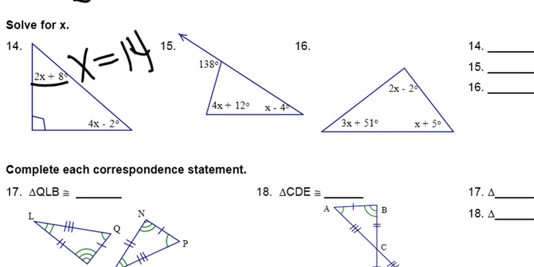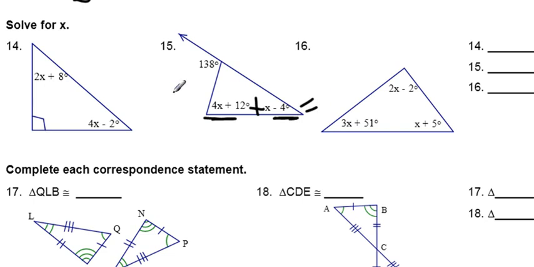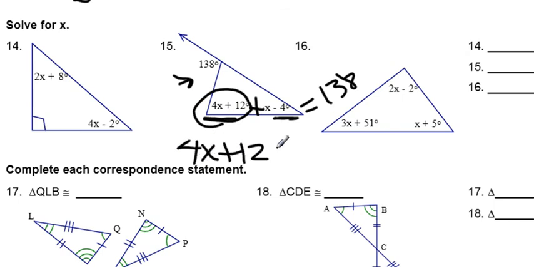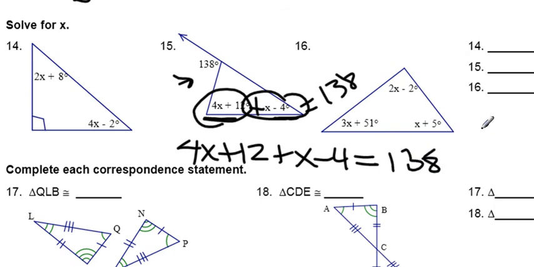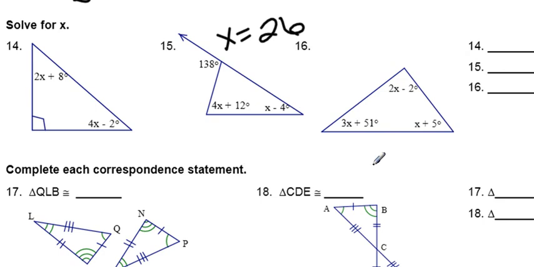Okay, number 15. You have an interior angle, and then you have the exterior. Remember, the exterior angle sum theorem says that the sum of the two interior angles equals the exterior. So if I add 4x plus 12 to x minus 4, it'll equal the exterior angle 138. Okay, pause the video and see if you get what I get. And you should have gotten x is 26.